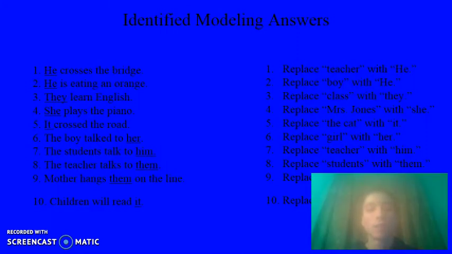For sentence 9, the word the coats can be replaced with the word them, so the sentence will now read, Mother hangs them on the line. For sentence 10, the word the book will be replaced with it, so the sentence now says, Children will read it. The first set of sentences, sentence 1 through 5, include subject pronouns, and sentences 6 through 10 include object pronouns.